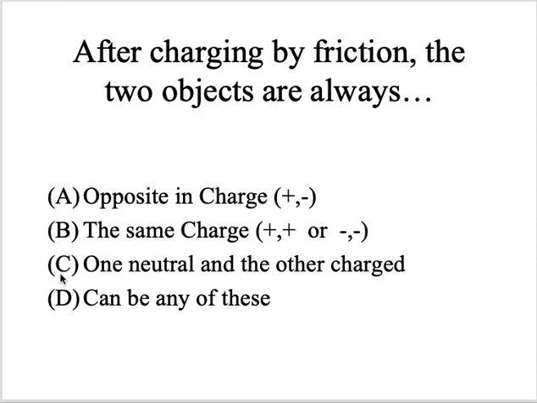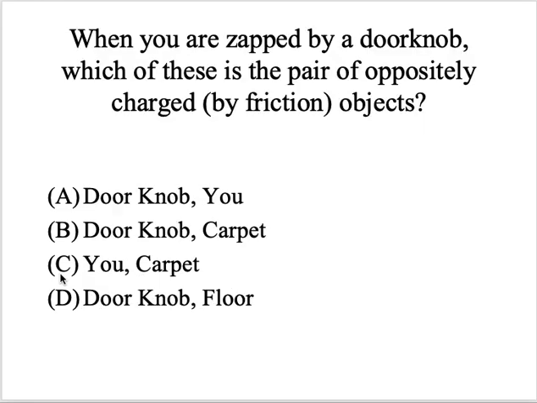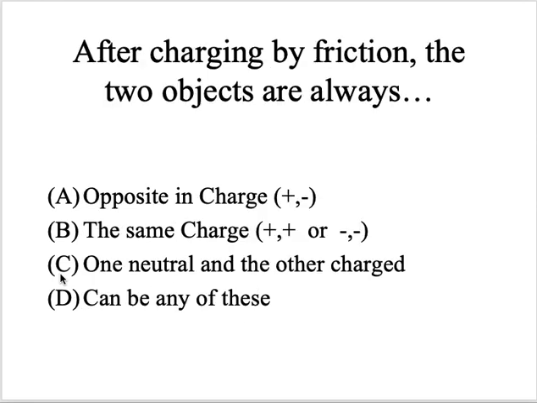So why don't you look this over and make a choice. Let's say after charging by friction, the two objects will always be, could it be any of these, or will they always be the same, or will they always be opposite? Okay, and the answer is they're always going to be opposite, right? Assuming you started with neutral objects, one guy's losing electrons and the other guy's gaining them. So the loser of electrons becomes positive and the gainer becomes negative.